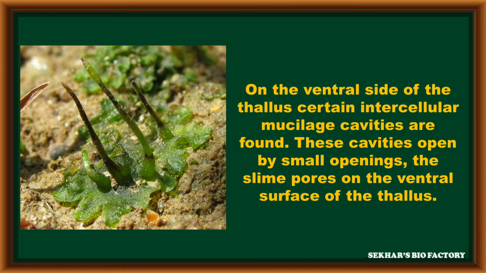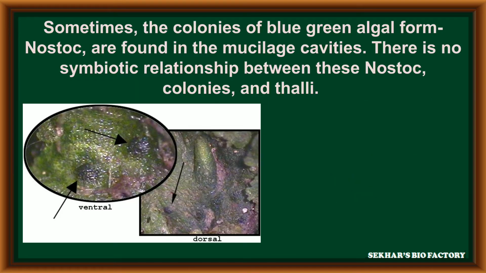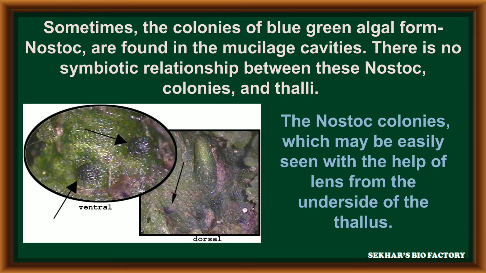On the ventral side of the thallus, certain intercellular mucilaginous cavities are developed, and these cavities open with the help of small openings, the slime pores, on the ventral surface of the thallus. Sometimes colonies of the blue-green alga Nostoc are found in the mucilaginous cavities, and there is no symbiotic relationship between these Nostoc colonies and the thallus of Anthoceros. The Nostoc colonies may be easily seen with the help of a lens from the underside of the thallus.